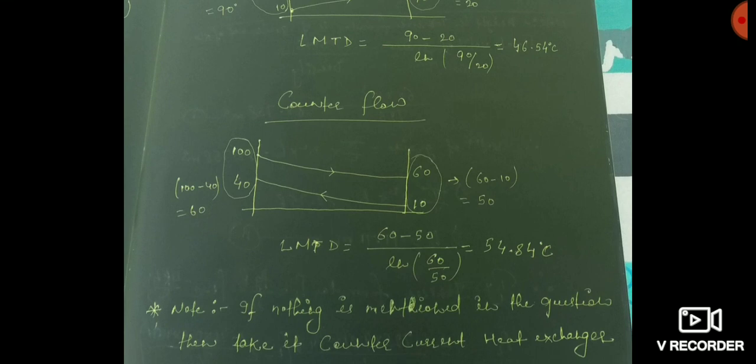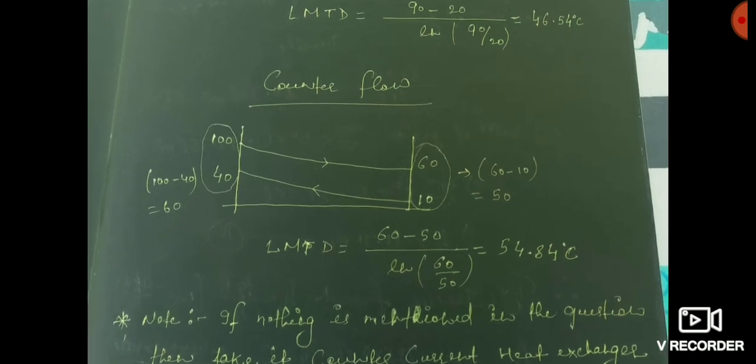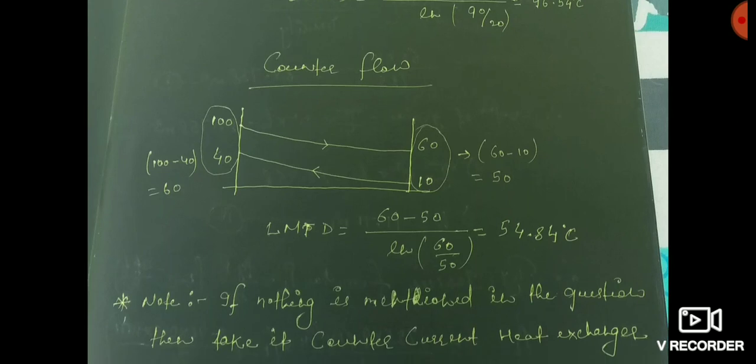And friends, one more note I will give you here. There are many times in a question where nothing is given about the type of heat exchanger. Means it is simply saying a heat exchanger is present, and hot liquid and cold liquid are flowing, but there is nothing given regarding the heat exchanger. Then in that case you simply consider it as a counter current heat exchanger.